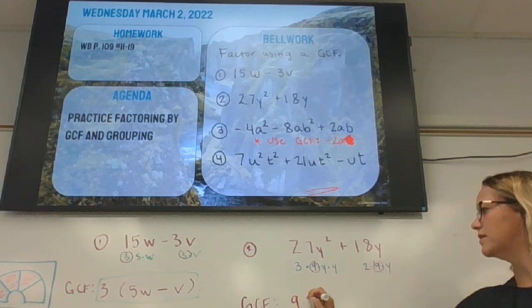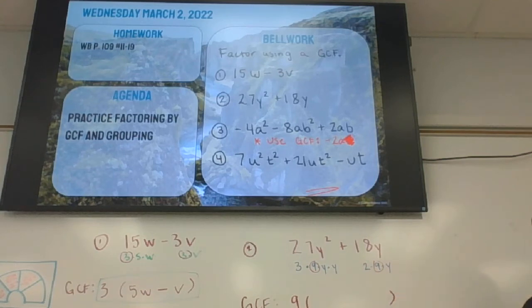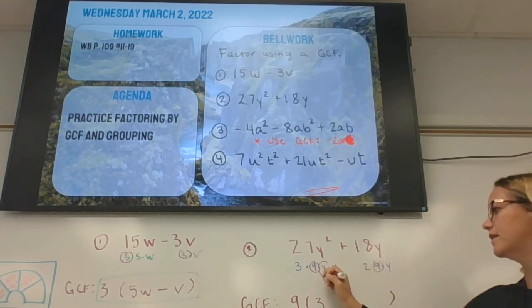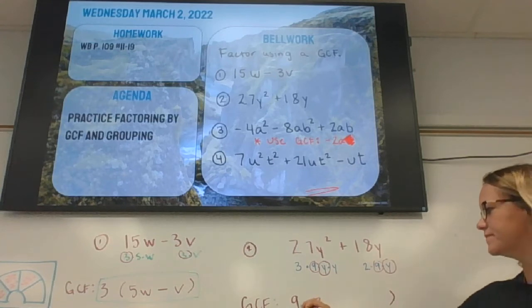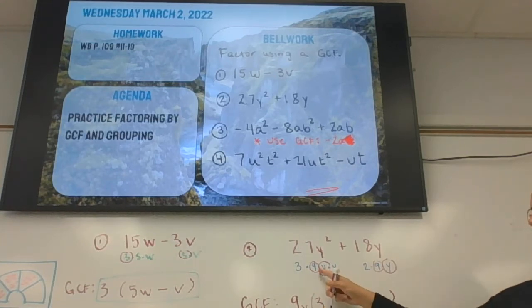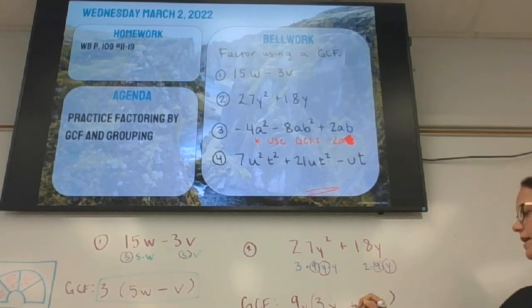Got your 9 out front. And then when you divide 9 away from 27, 27 divided by 9 is 3. Looks like I also need to take a y out. They both have y in common as well. So I take the 9 and y and put it up front. And what's left over here is 3y. And what's left over here is just 2.